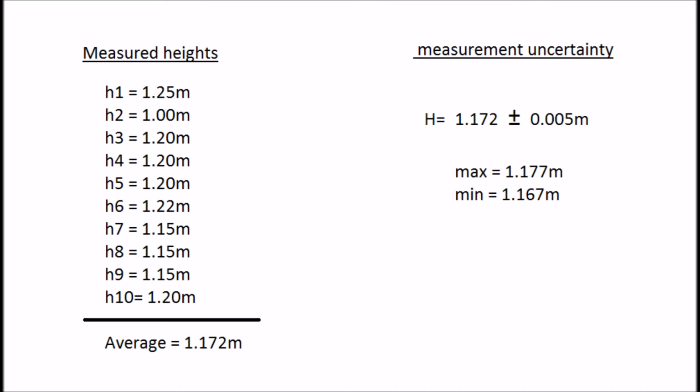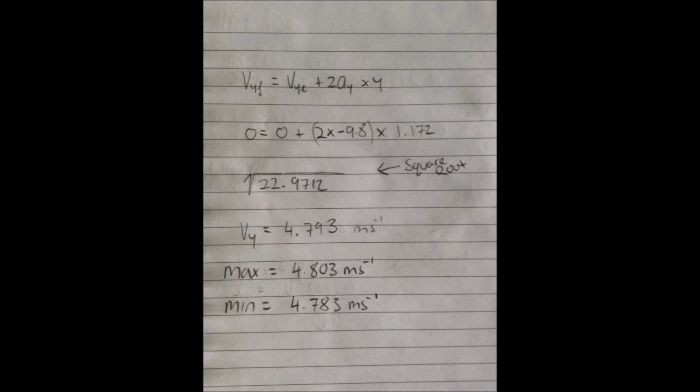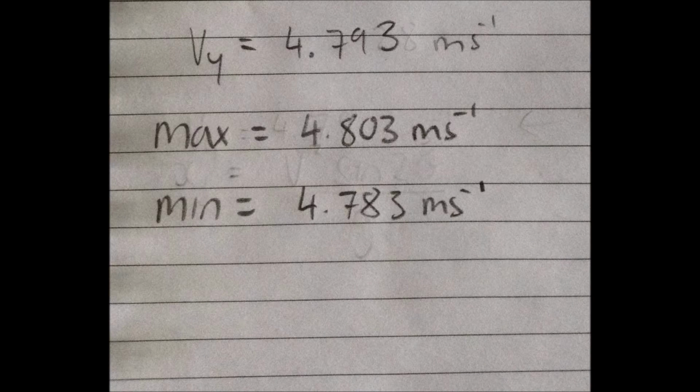So our average height was 1.172 meters with a measurement uncertainty of 0.005 meters, giving us a maximum of 1.177 meters and a minimum of 1.167 meters. After finding the height, we then used this formula to calculate the velocity of y. We calculated the velocity to be 4.79 meters per second with a maximum value of 4.803 meters per second and a minimum value of 4.783 meters per second.